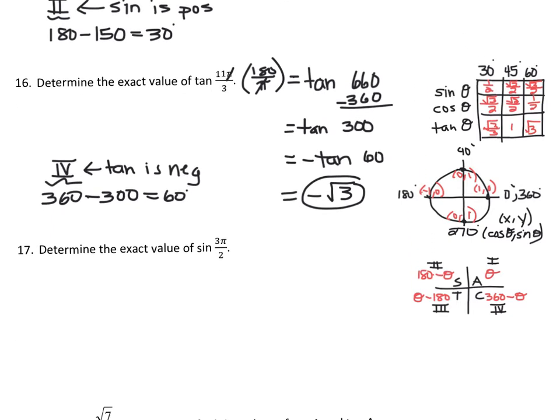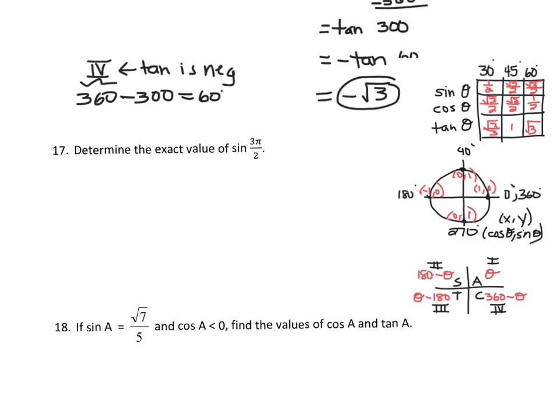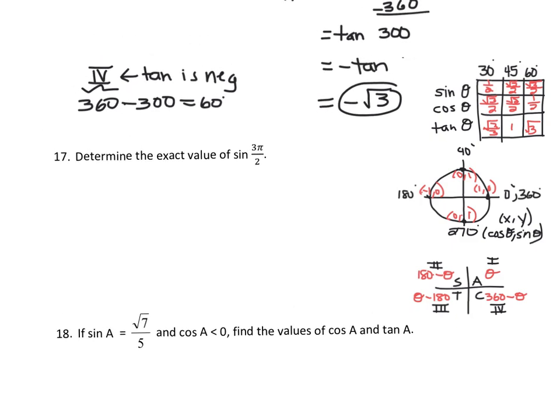All right, number 17 is more of the same, so I'm just going to drag this so we can see the question. Okay, number 17. Determine the exact value of sine of 3 pi over 2. So we are going to multiply by 180 over pi, just like we did with the last two, to change it from radians to degrees. Now, what happens this time? Check this out. So 180 divided by 2 is 90. 3 times 90 is 270.